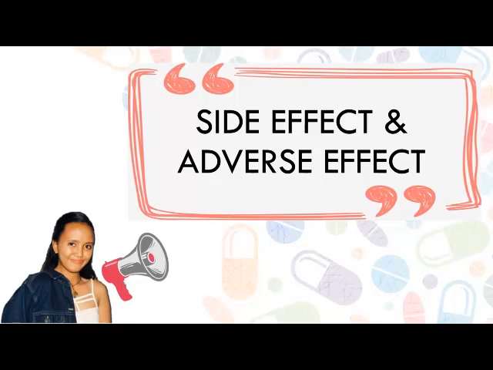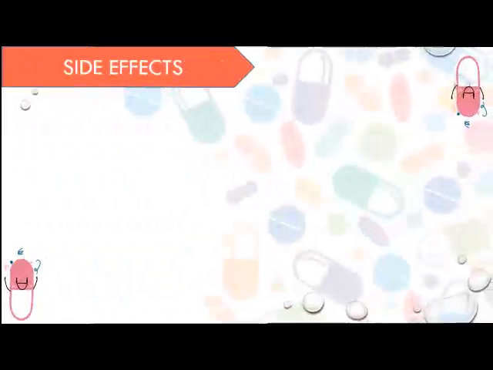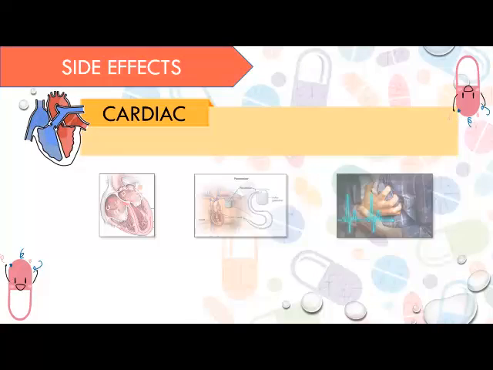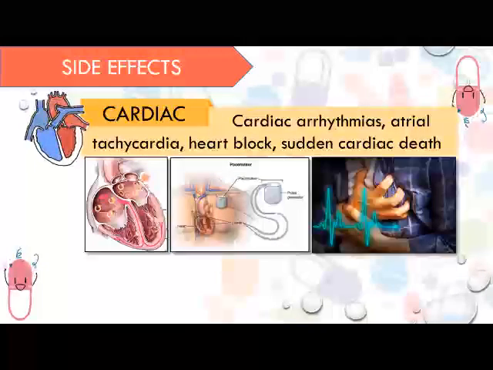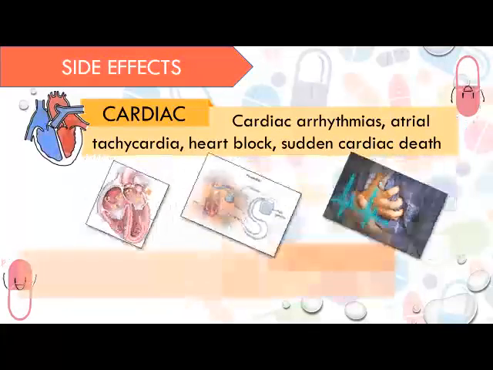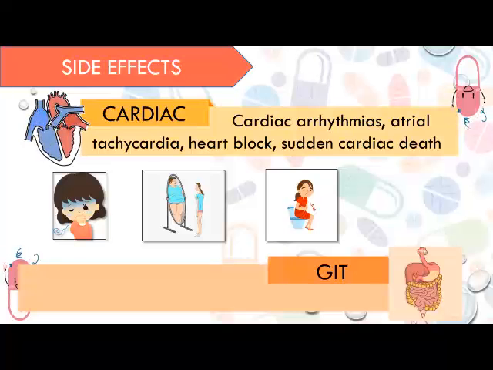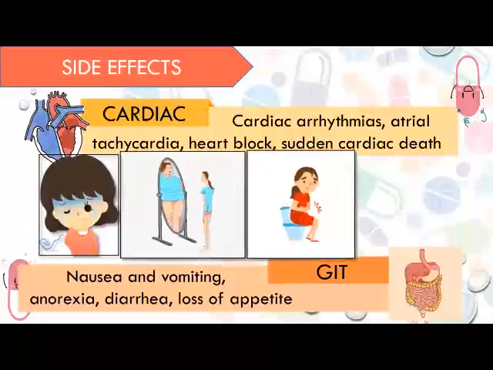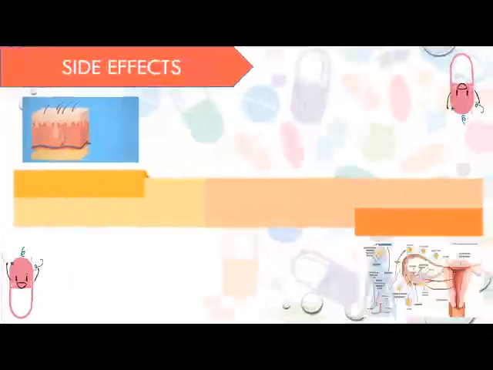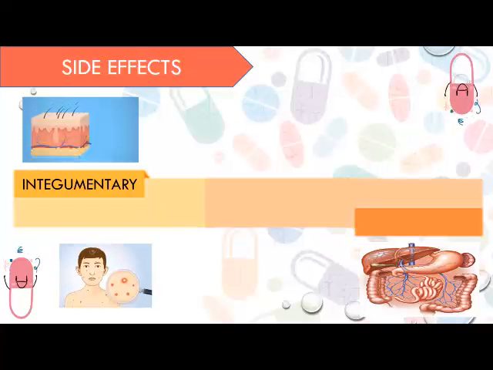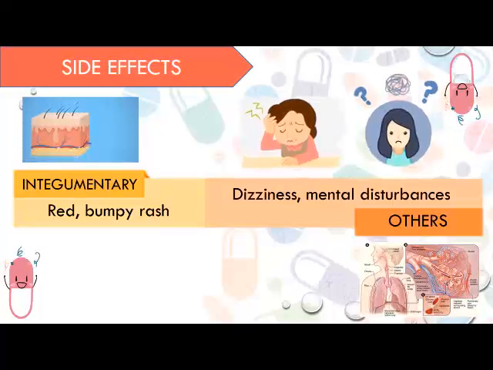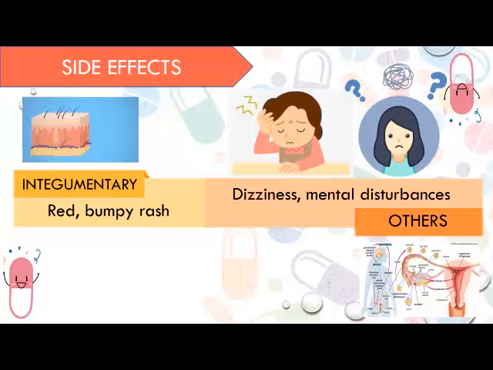The side and adverse effects in the different body systems. Let us first discuss the side effects. Firstly, the cardiovascular system. We can cause cardiac arrhythmias, atrial tachycardia, heart block, and sudden cardiac death. In the gastrointestinal tract, we can cause nausea, vomiting, anorexia, diarrhea, and loss of appetite. In the integumentary system, we can cause red bumpy rash. In other body systems, we can cause dizziness and mental disturbances.